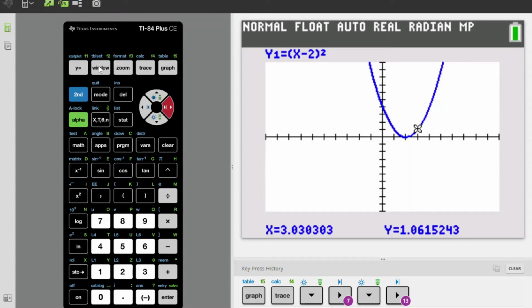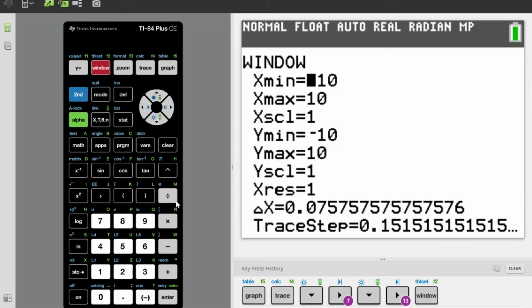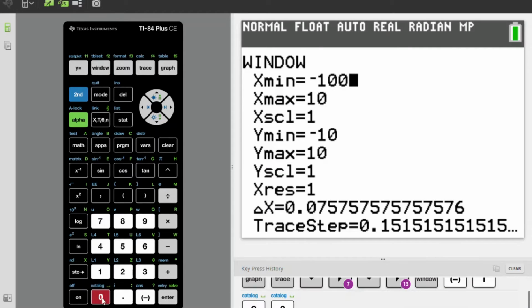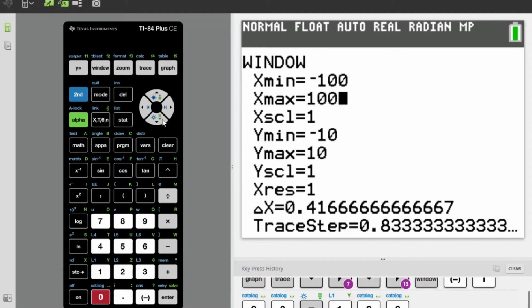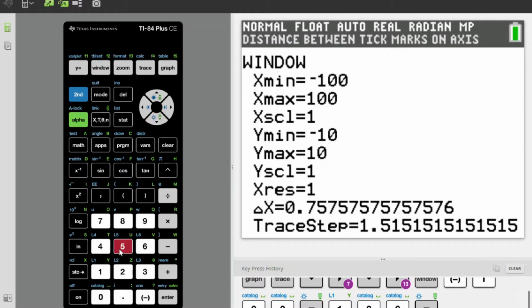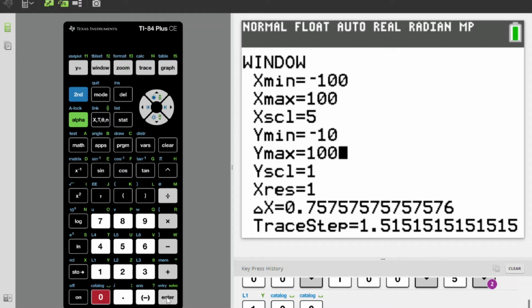This is also done with the window setting. This is the standard window setting. If I wanted to really mess with it, I could say X value is -100. This will give a bigger picture of the graph. I could say +100 for the X max. And I could just go ahead and set a scale of 5 on this, but it's not going to be as important. Again, I know that the 0 is the lowest number, so I'm going to leave it at -10. And I'm going to go to 100 on this, and we're going to look at what the graph looks like.